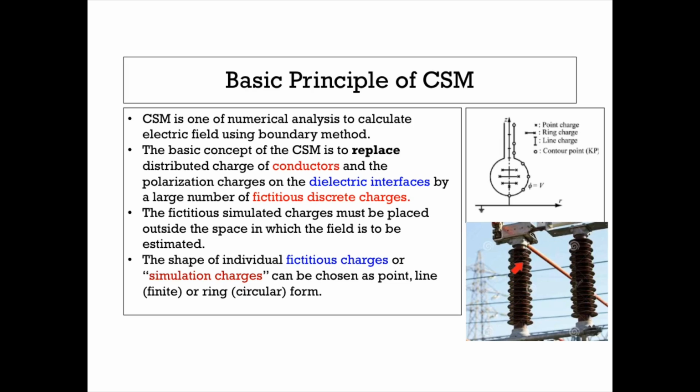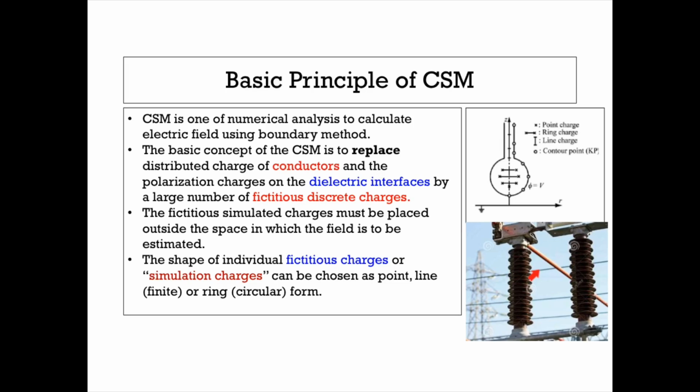Say for example, if you consider this particular part of a high voltage system, you notice that there is insulation, and inside this insulation there is an electrode which is charged with a very high voltage. With a very high voltage applied to the electrode inside this equipment, an electric field will be set up inside this insulation as well as in the surrounding area.